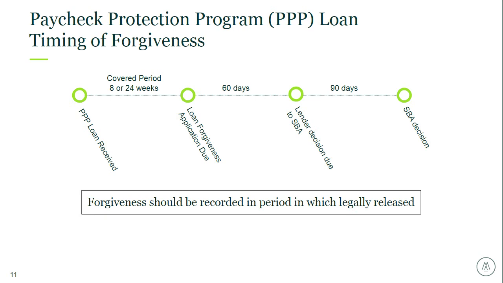Obviously from the time you submit your forgiveness application, there are 60 days for lenders to make a decision, and then an additional 90 days for the SBA to make their final decision. So you would need to wait until that SBA decision. And so there could be situations that you might run into where the forgiveness occurs after your balance sheet date.